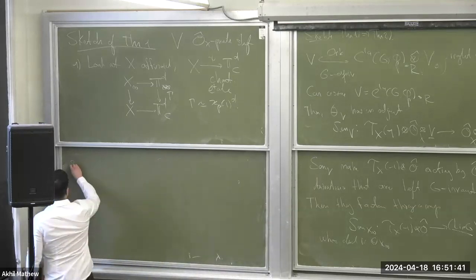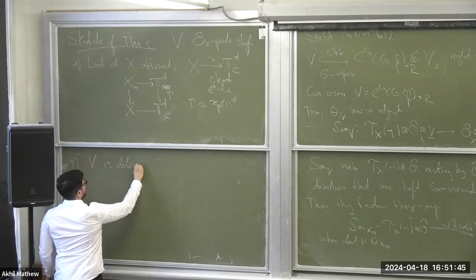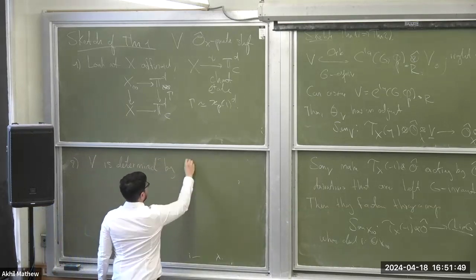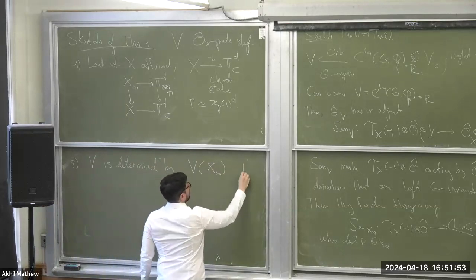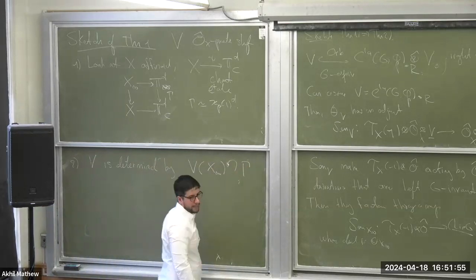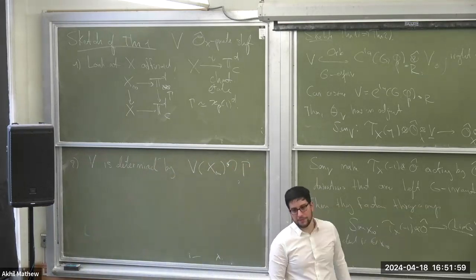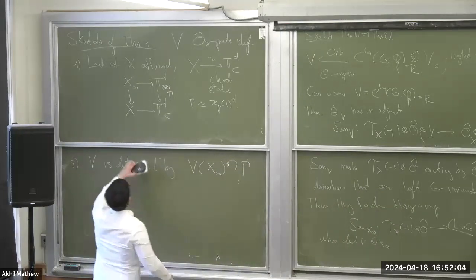Then V is already determined by what? By its points here and its equivariant action. Just to clarify, this X infinity is different from that X. Yeah, it's not the same X infinity. This is the general stuff. This one is the one for this.